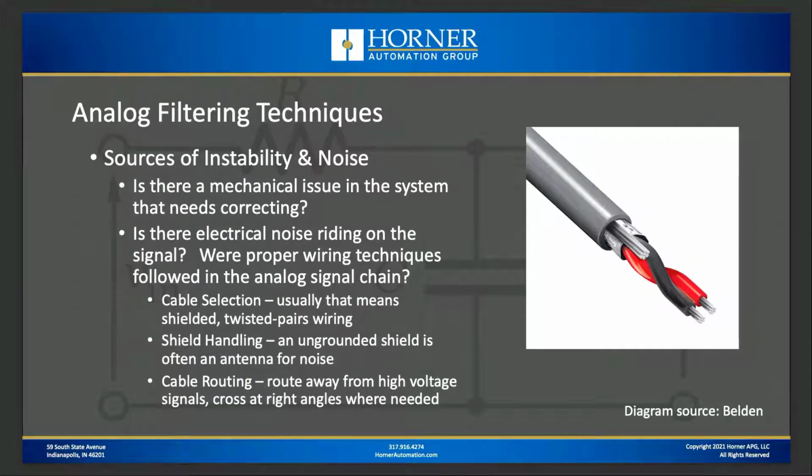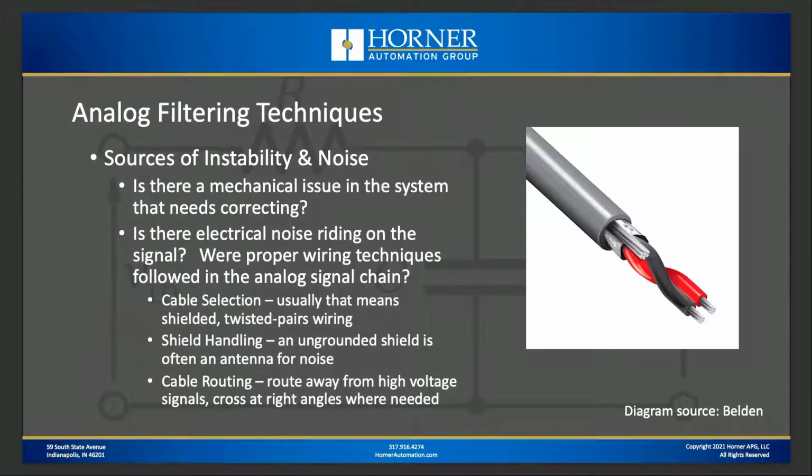So you could have, for instance, you might be monitoring, let's say, flow from a fluid, and maybe there are some mechanical issues with the piping or where the sensor is installed. Maybe there's turbulence issues, whatever the case may be. So you may need to correct that mechanical issue before you start worrying about trying to filter everything out electrically. And that's just one example of a host of different mechanical issues that could cause problems for an analog signal.